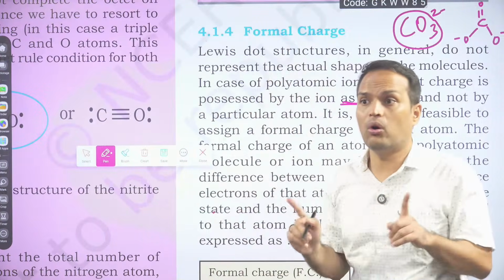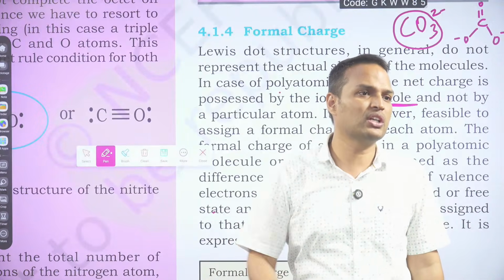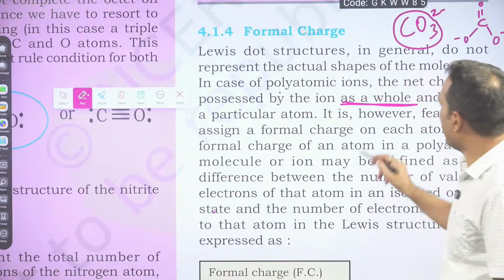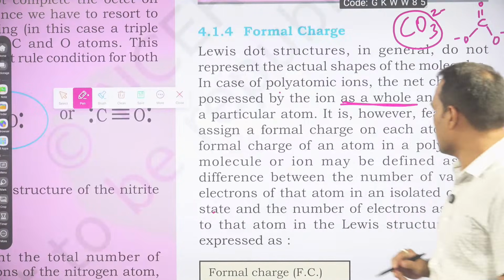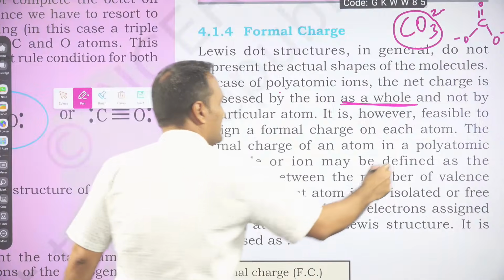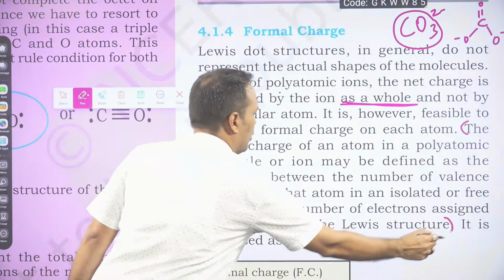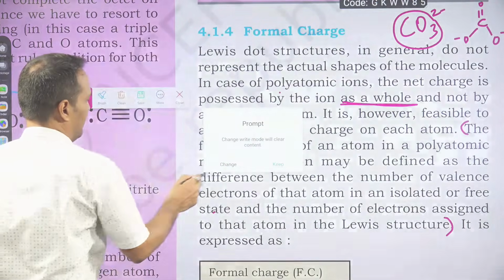So we are seeing all the lines of NCERT. These lines I can ask you in the paper. Statement 1, statement 2. And finally, we are writing finally. Therefore, it is written, it is however feasible to assign formal charge on each atom. Bhai, I have assigned already. I have told you also already. So finally, the question is, what is the definition of formal charge? See here, what is the definition of formal charge?